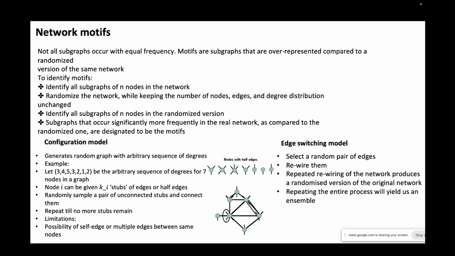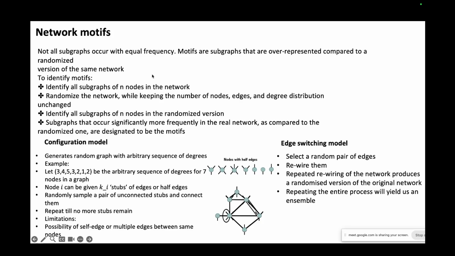Okay, now we come to something called network motifs. So, what is a network motif? It's a subgraph or a subnetwork of the whole network which occurs more frequently than other subgraphs in the network. So you have a set of connected nodes inside the network, and it occurs much more frequently than you would expect in a network. So that is what is known as a network motif.